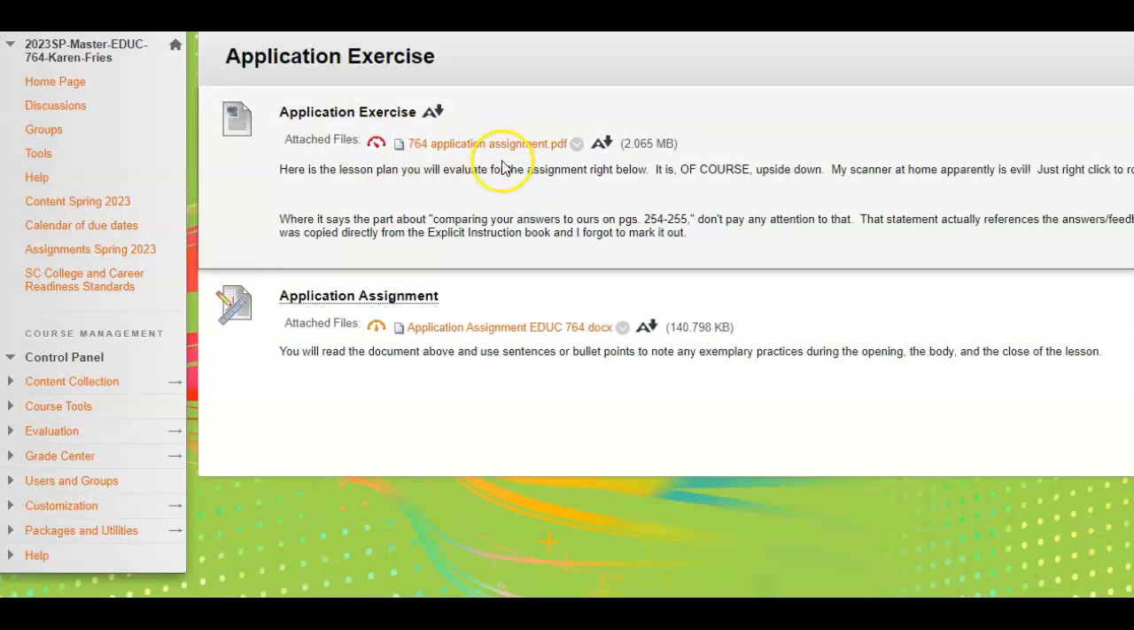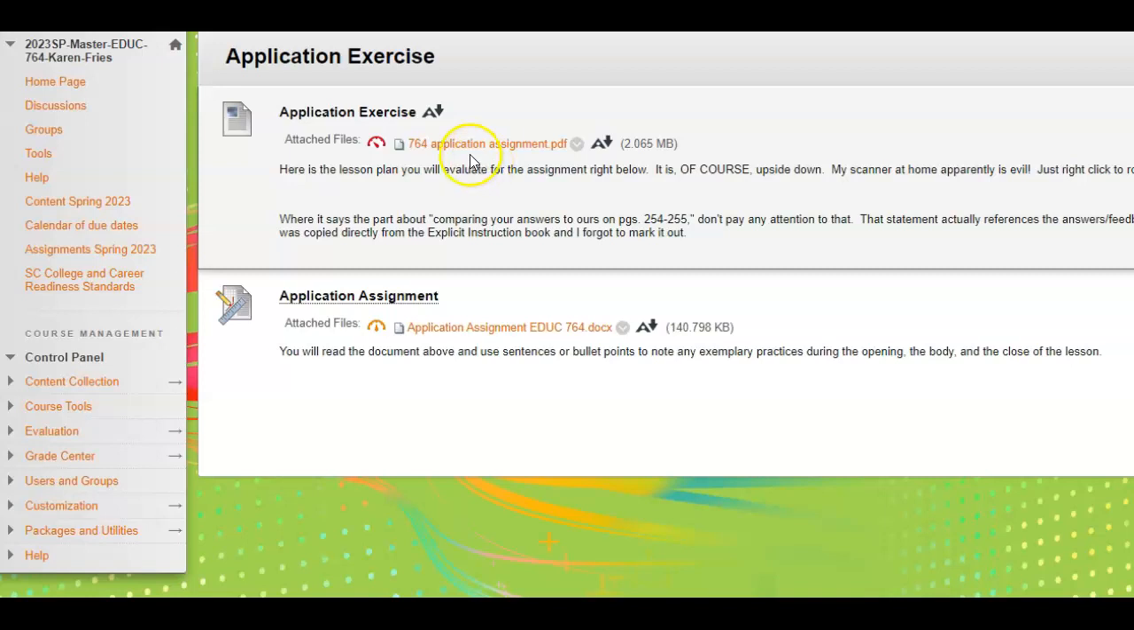So what you're going to do, you'll just click here. It's from a textbook that I used for another class when I used to teach the old version of 762. So you may see this textbook in, I think, Dr. Nixon taught it, and she might use the textbook. I'm not sure if she does or not. It's called Explicit Instruction by Archer and Hughes. So it's an activity from that textbook.